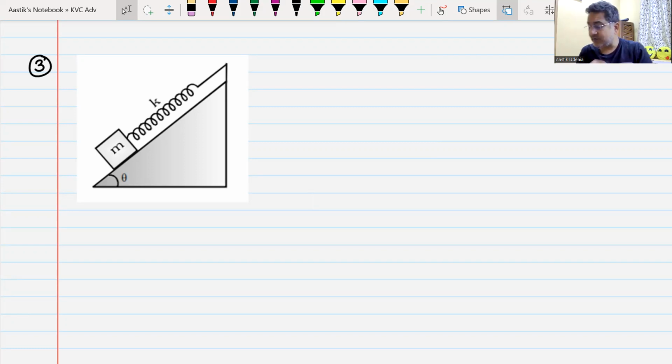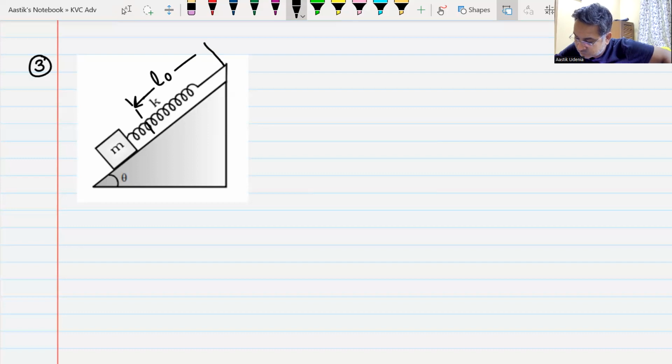Can anyone tell me where the mean position will be? Will it be at the natural length of the spring, or will it be extended or compressed at its mean position? Extended, sir. Thank God. It would be extended. Let us say the extension is x naught. This is the mean position.